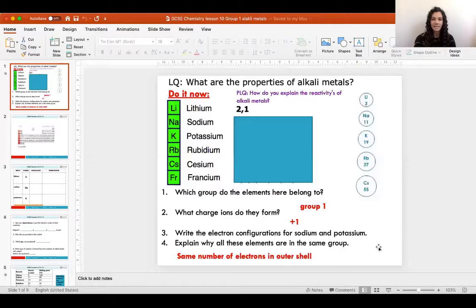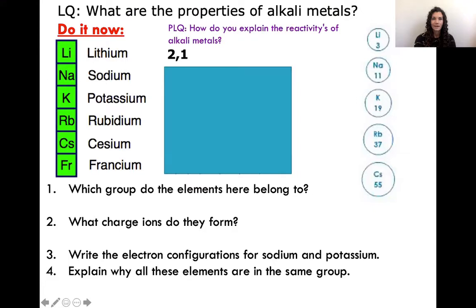If you bear with me, I will just share the screen for you so you can see what today's lesson is about. So the learning question today is, what are the properties of alkali metals? And you've probably heard of these because you will have looked at them at Key Stage 3, but we're going to look at them again. We're going to look at their properties, their reactions, where they are on the periodic table. Okay, so we're going to learn all about the alkali metals.